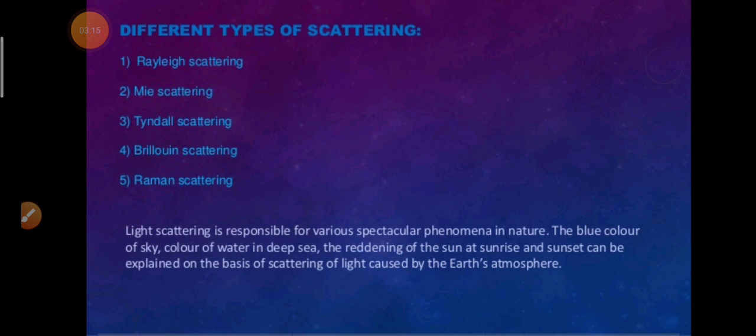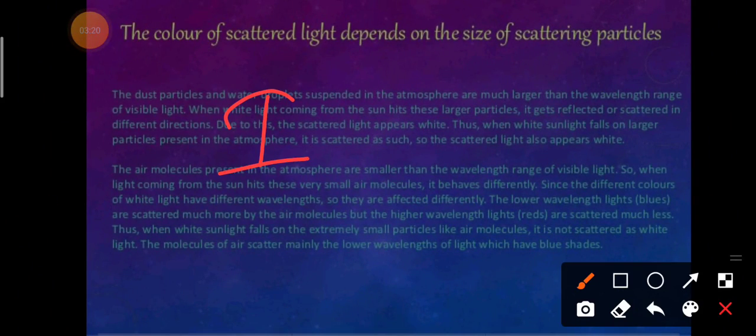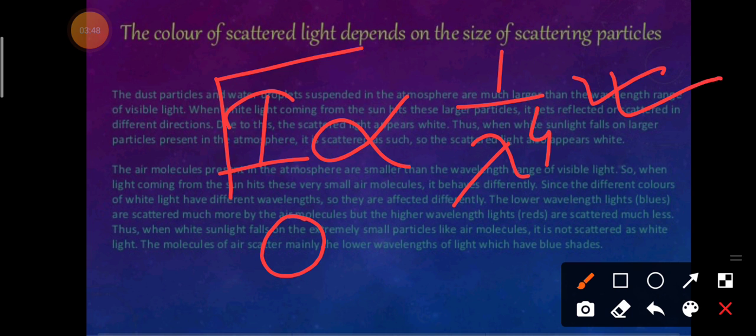Just remember one thing about Rayleigh's theorem, what I just explained, that the intensity of scattered light is inversely proportional to the fourth power of the wavelength. This is only valid if the size of the particles or molecules is less than the wavelength of light. If the size of the particles or molecules is greater than the wavelength of light, then Rayleigh's formula or criteria is not valid.